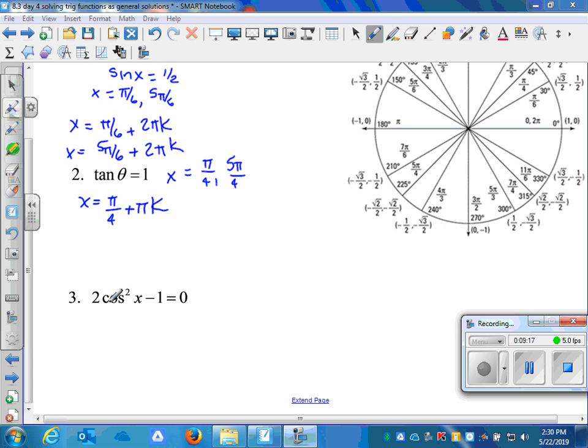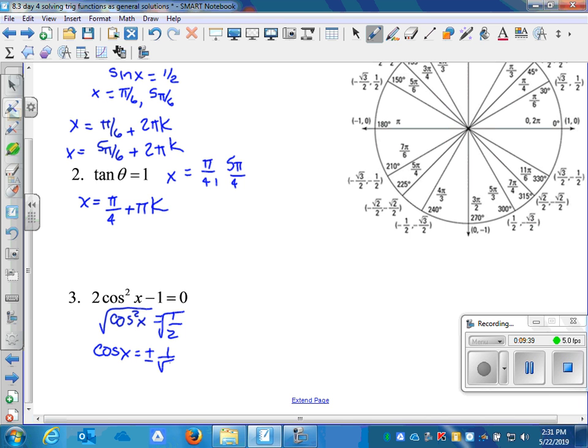Alright, number 3. We've got a two-step equation. We're going to add 1 to both sides and divide by 2. So ultimately we're going to get that the cosine squared of x equals 1/2. Take the square root of both sides. So you get that the cosine of x equals plus or minus 1 over square root 2. And then of course we rationalize that. That's plus or minus square root 2 over 2.